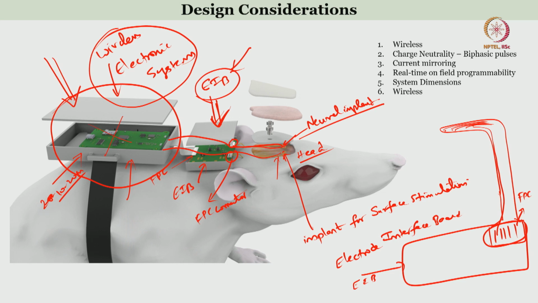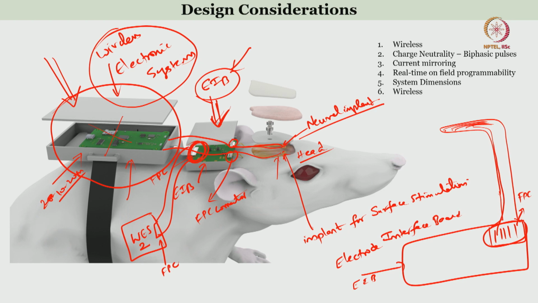What you just need to have is, if you have wireless electronic systems too, just some FPC connector, that is all, which matches with this FPC connector that is present on the EIB board, so that you can connect the other board, okay. There is a flexibility to do that, right. So, these are the typical blocks that are involved for brain stimulation.